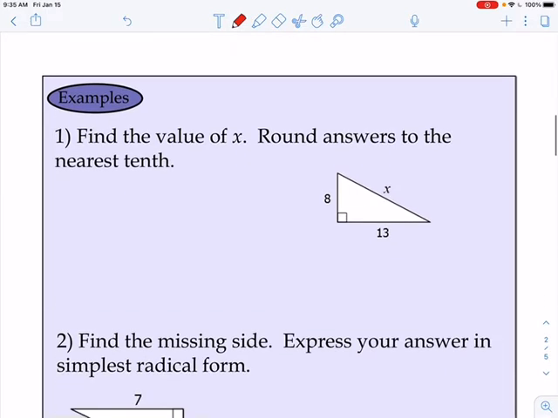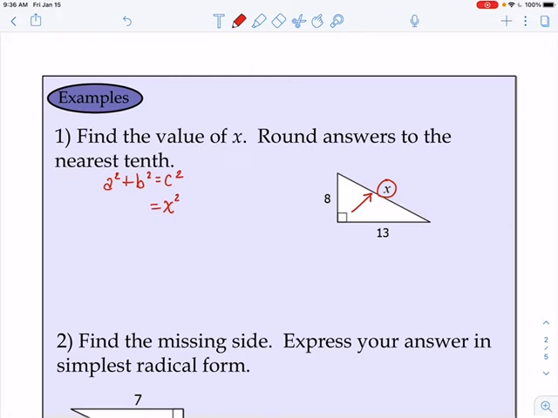Okay, so we're going to find our values of x and round our answers to the nearest tenth. So again, in this picture, we have a missing side of a right triangle. The only thing that matters is what you are calling C. And again, C has to be the side that's directly opposite your right angle. It has to be the hypotenuse. So we'll do A squared plus B squared equals C squared. And in this case, that C is going to be x squared.